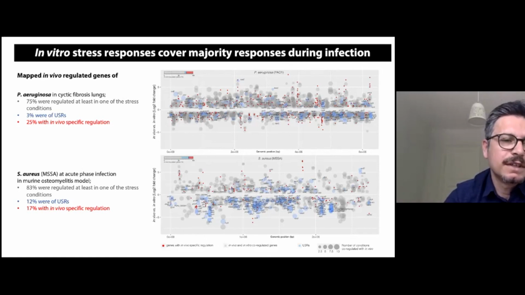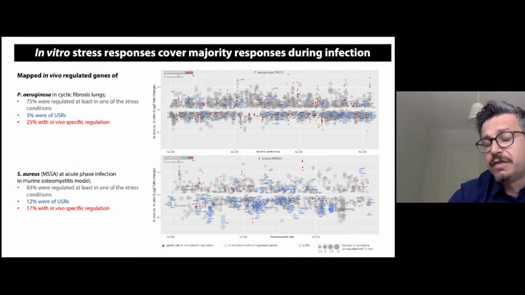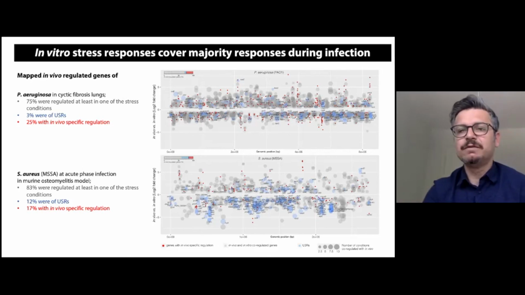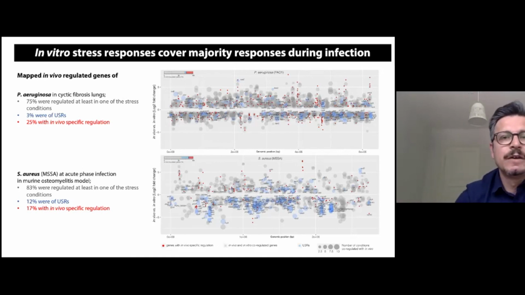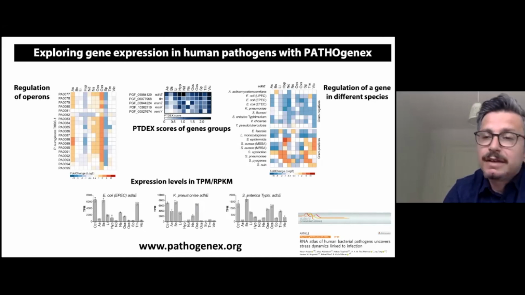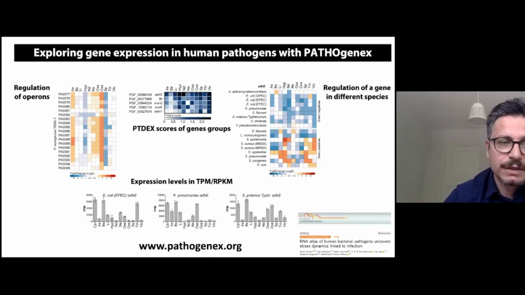And more interestingly, we found some genes whose regulation does not match any regulation that we found in all these 11 stress conditions that we tested, which indicates that there's an in vivo specific regulation for those genes. And all this data is already published very recently, and it can be taken from the website, an interactive website called Pathogenex.org, where you can look at the regulation of operons.